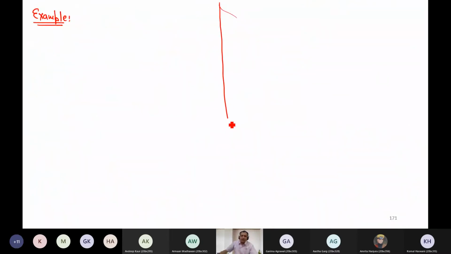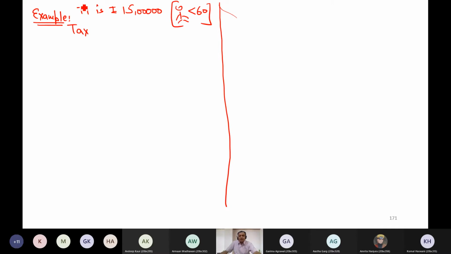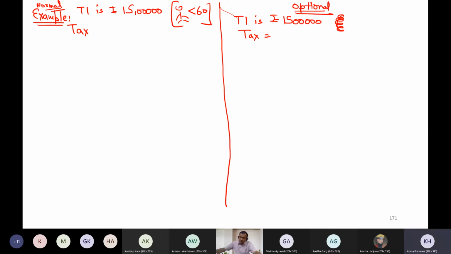So, let me assume that total income is exactly 15 lakh. Age less than 60. Can you tell me the tax now? The first column is normal taxation, and this is optional taxation. Assuming total income is exactly 15 lakh, there is no need to assume any age. Can you tell me the answer of tax now in both the cases? Sir, under normal, it will be 2,62,500. In the optional one, it will be 1,87,500.